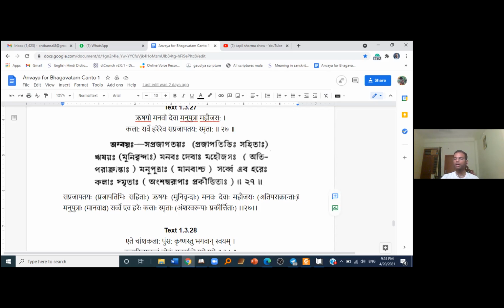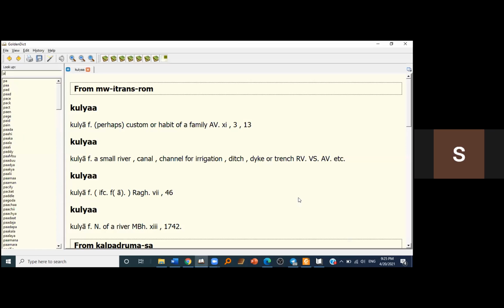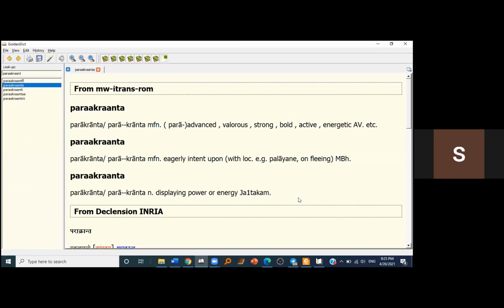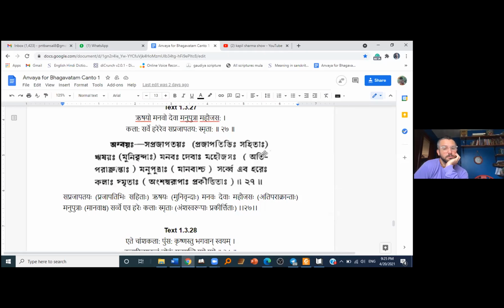Ati parakranta. Parakranta means unconquerable. It says valorous, strong, energetic, and when we add extremely, so ati parakranta would be super strong, super energetic. Goes with Mahaujasa, Ojas. Manuputraha, the sons of Manu, Manavaha cha, humans.